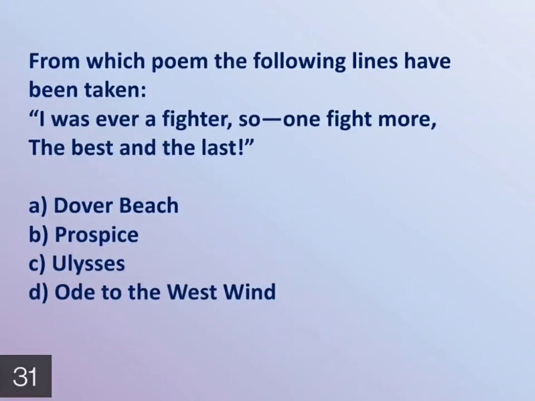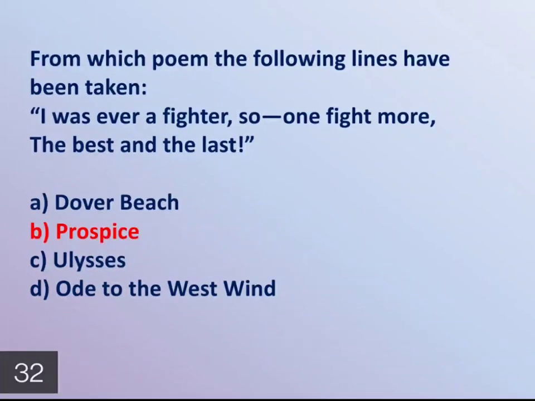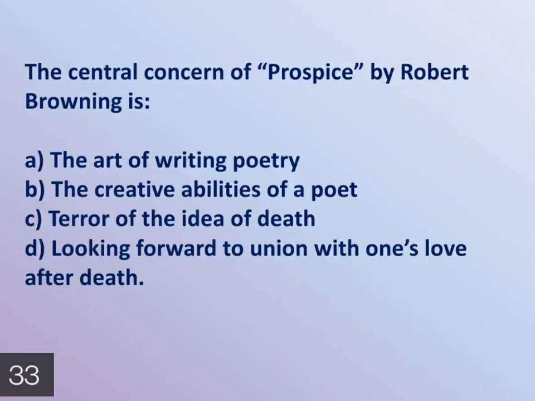I was ever a fighter, so one fight more, the best and the last. These are one of the most popular lines of the poem Prospice by Robert Browning. B. Now, the central concern of Prospice by Robert Browning is, what is the central theme? The art of writing poetry, the creative abilities of a poet, terror of the idea of death, looking forward to union with one's love after death.